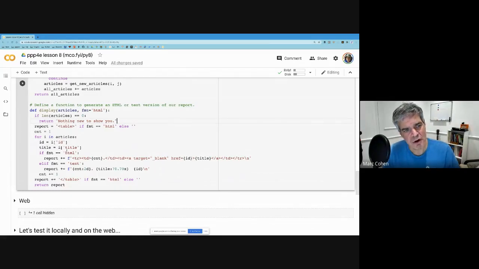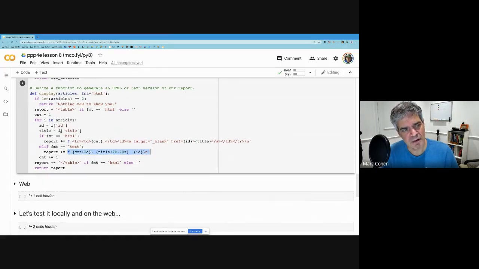Then it goes through the articles, and it says I've been asked to generate HTML, I generate these funny tags that will make the report look nice on a web page. Else, if I've been asked to produce text, then I use this f string, which we've seen before, that will just generate a nice text line of output. I increment my count, I keep looping, and then finally, again, I have an if construct. If I'm doing HTML, I have to put an end tag to this table to match the beginning table tag. And if not, I'll add nothing. I'll add an empty string.